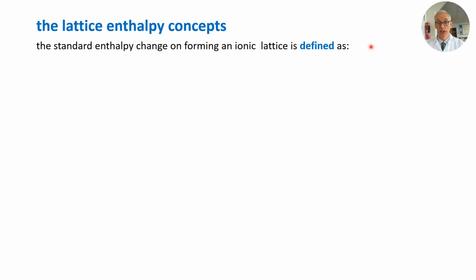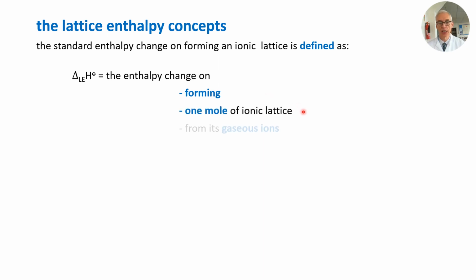As with all enthalpy changes, there is a definition that must be known. The lattice enthalpy is the enthalpy change on forming, in OCR Chemistry A, it is defined by forming 1 mole of ionic lattice from the gaseous ions at standard conditions. If that is the definition, write an equation which expresses the idea of the lattice enthalpy for sodium chloride. Pause, write the correct equation, come back to check.